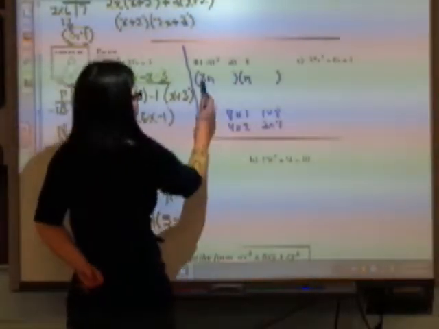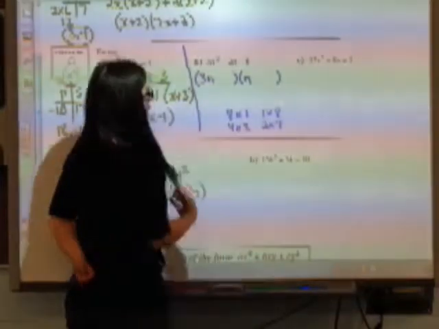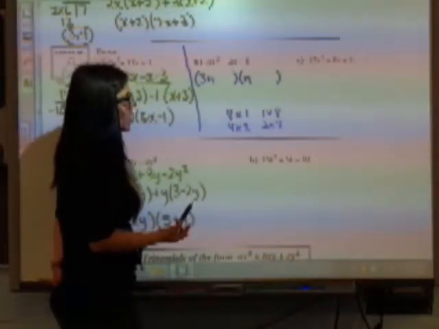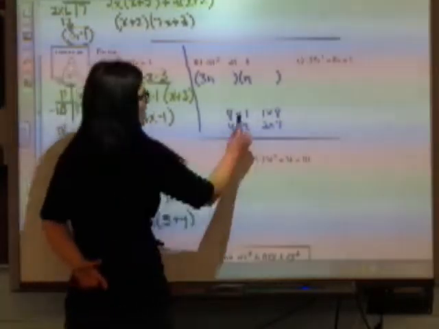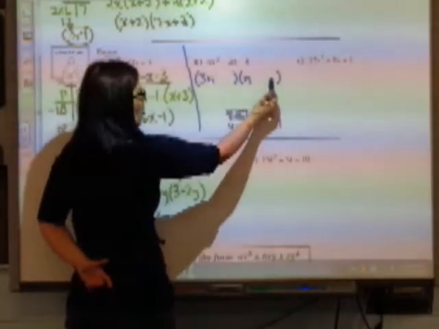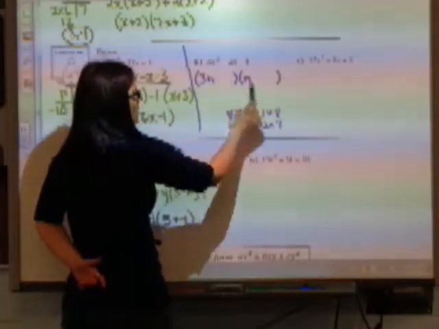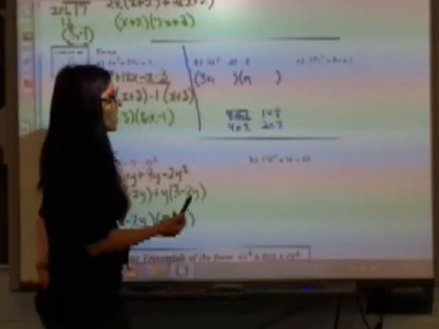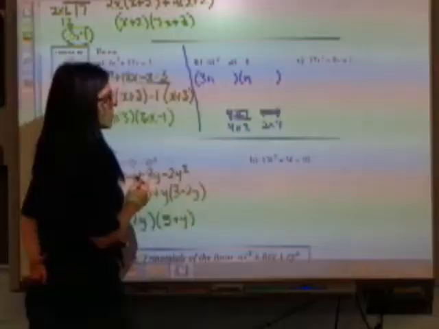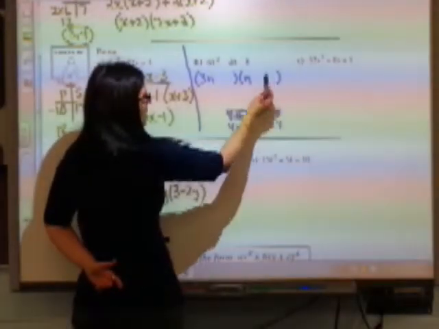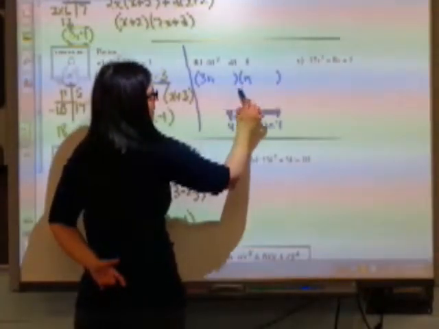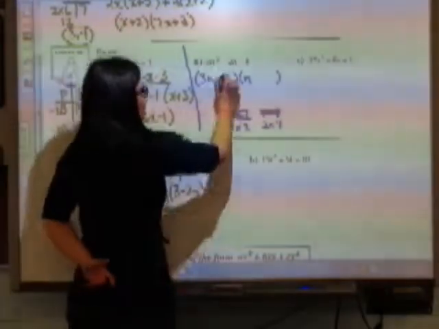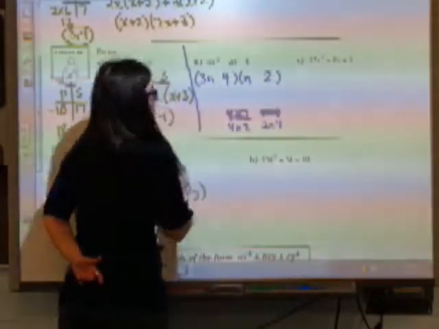So just quickly, if I look at this being 3 times 8, I'd get 24 and 1. The difference of 24 and 1 is going to be 23. That's not going to work. If I go 1 here and 8 here, I'm going to get 3 and 8, which is going to give me a difference of 5. Doesn't work. If I put 4 here and 2 here, I'm going to get 6 and 4, the difference of which is 2. So 4 and 2.